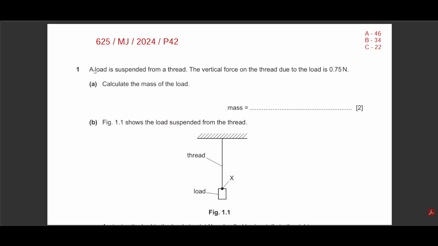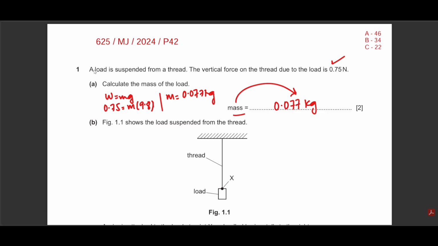A load is suspended and the force is 0.75 newtons. So this will be simply W equals mg. 0.75 equals m into 9.8. So m comes out as 0.077. Okay, don't forget the unit. 0.077 kg. Mass is in kilograms.